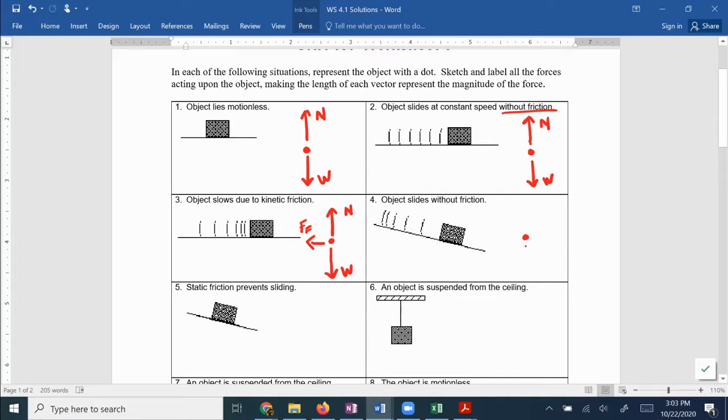Next one, we're on this kind of rampy thing. So you got your weight force downwards, and you have the normal force. Now remember, the normal force is perpendicular, meaning it's got to make a 90-degree corner angle. So that means it's got to kind of go in that direction.